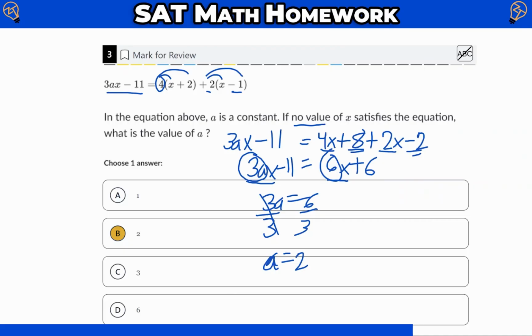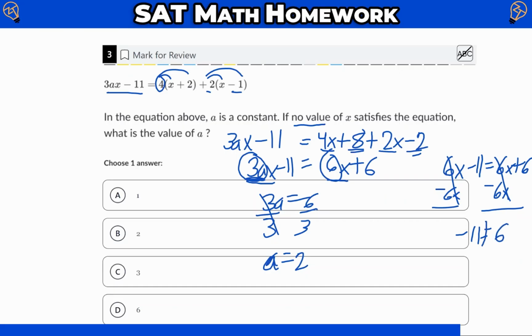And notice what would happen if I plug in that 2. 2 times 3 is 6. So I'd really have 6x minus 11 is equal to 6x plus 6. And if I were to solve that, I'd move the x's to the left side, and the x's totally go away, and I'm left with this. Negative 11 is equal to 6. Well, that's not true, so that means no solution. If, however, we eliminated the variable and we got a true statement like this, then it'd be all real numbers because that is a true statement.